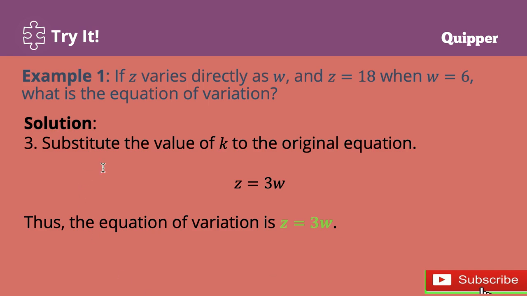Next, substitute the value of k to the original equation. Take note that our equation is z is equal to kw. Just substitute the value of k, which is 3. So we have z is equal to 3w. Thus, the equation of the variation is z is equal to 3w.